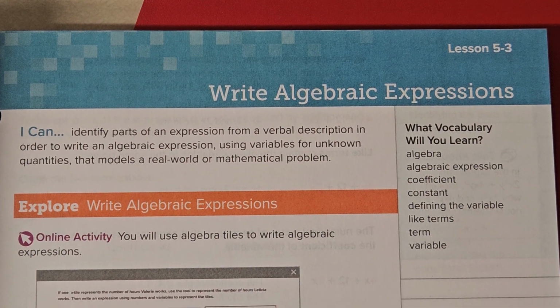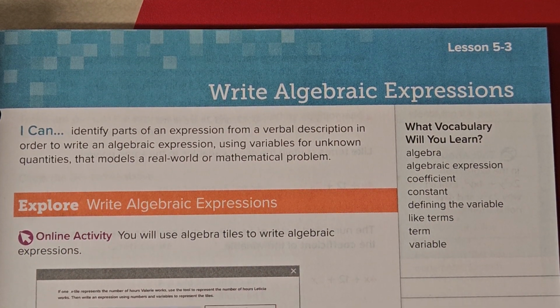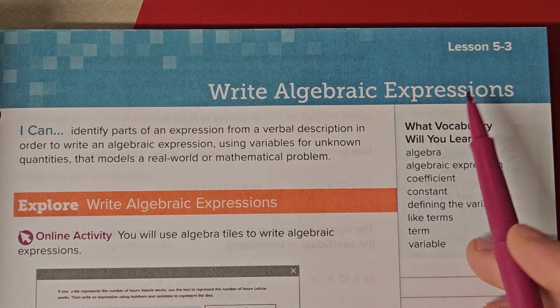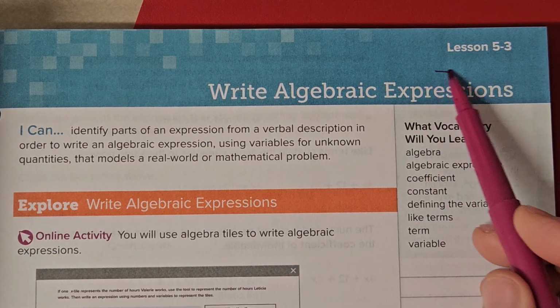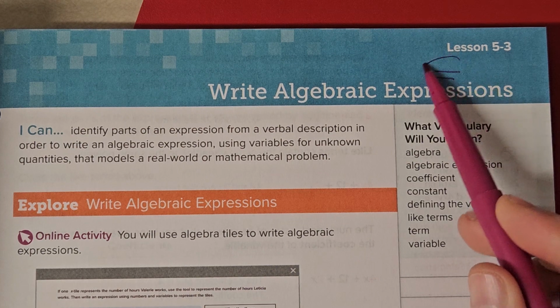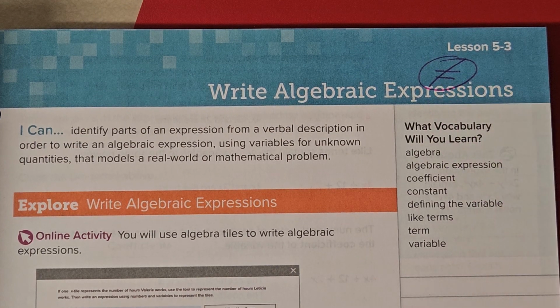Good morning, lesson 5-3. Today is a long one and there's going to be some notes, so pause and go get a piece of paper. You're going to need it and you're going to want to be able to use it later. So we're going to learn how to write algebraic expressions. Remember, expressions do not have an equal sign. No equal signs, okay?